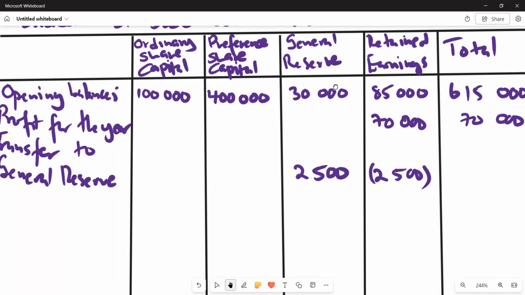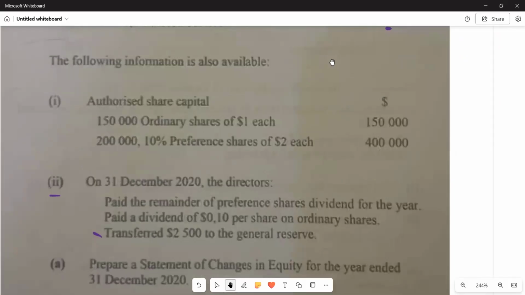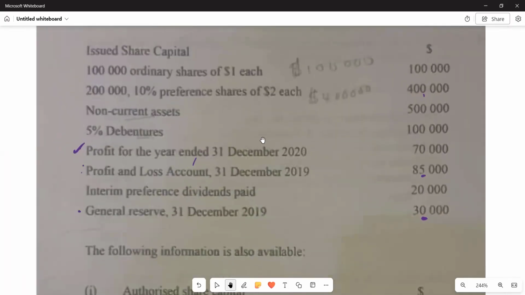And then obviously we are going to the section of our dividends. I will check in terms of dividends. The information says to pay the remainder of preference share dividends for the year. So it means all the preference share dividends were paid, because this remainder was paid on 31 December 2020. So we go to the list of balances to see the calculation of preference dividends. We are given 10%, so obviously it's going to be 10% of the figure that we have of 400,000.